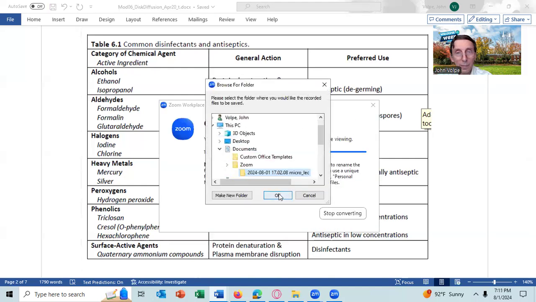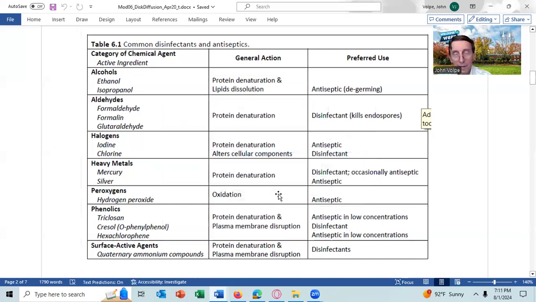Oh, good. My computer will speed up now. I just finalized making the lecture Zoom page.